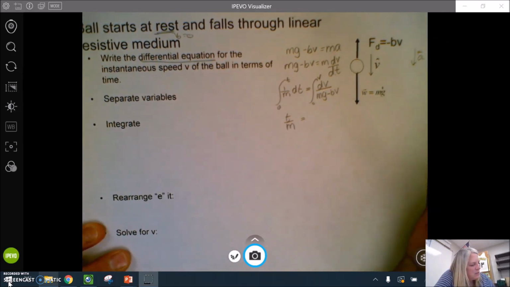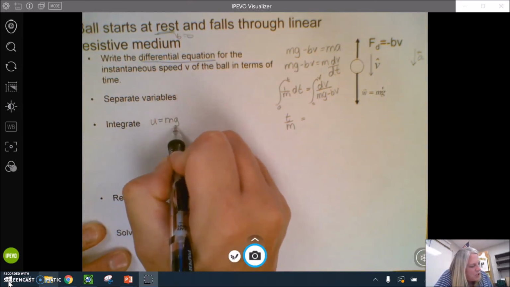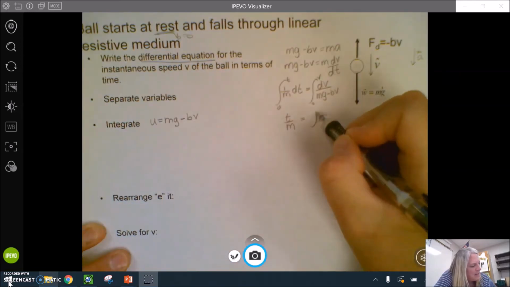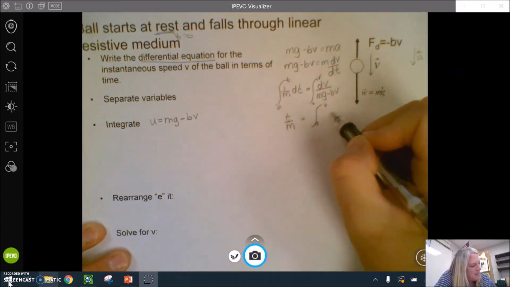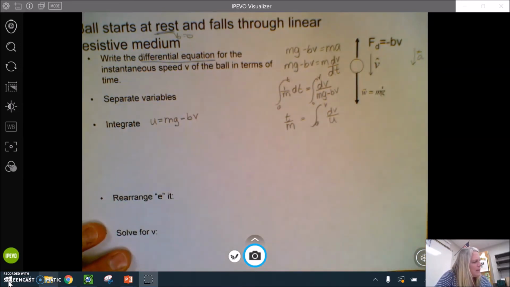So in a u substitution, what we say is that we're going to say u is equal to mg minus bv. And so on this side, I'm going to make this dv over u. Okay, well, great, there's no v in there now. How do I do that? It's not like you can just use v.